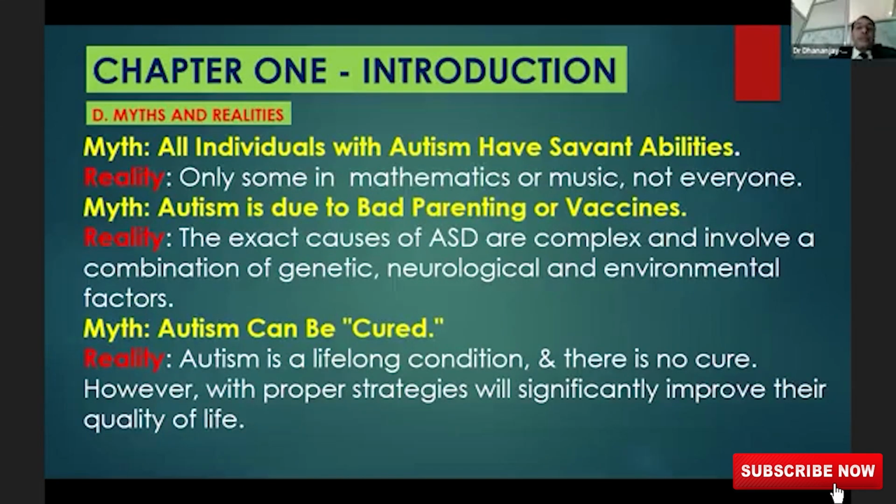Then, what are the myths and realities? Parents, this is the myth that all individuals with autism have special abilities and talents, but only some individuals have specific talents like in mathematics or music, but not everyone. Then, autism is due to bad parenting or vaccines. Parents blame themselves for autism, but it is not right because the exact cause is not known. It may be genetic, neurological, or environmental factors.